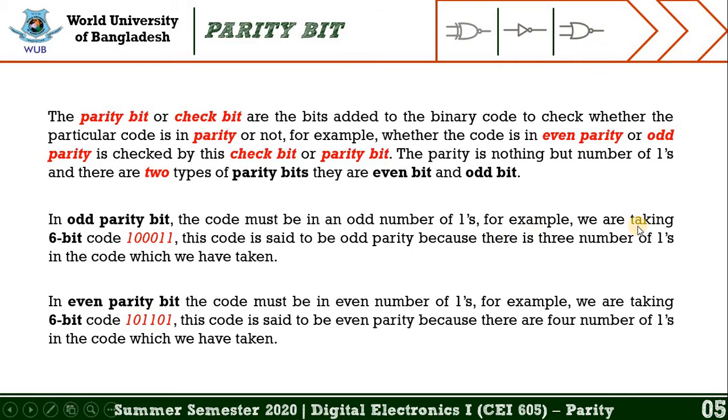For example, we are taking a 6-bit code such as 100011. This code is said to be odd parity because there are 3 ones in the code. On the other hand, in even parity, the code must have an even number of ones. For example, we are taking a 6-bit code such as 101101. This code is said to be even parity because there are 4 ones in the code which we have taken.